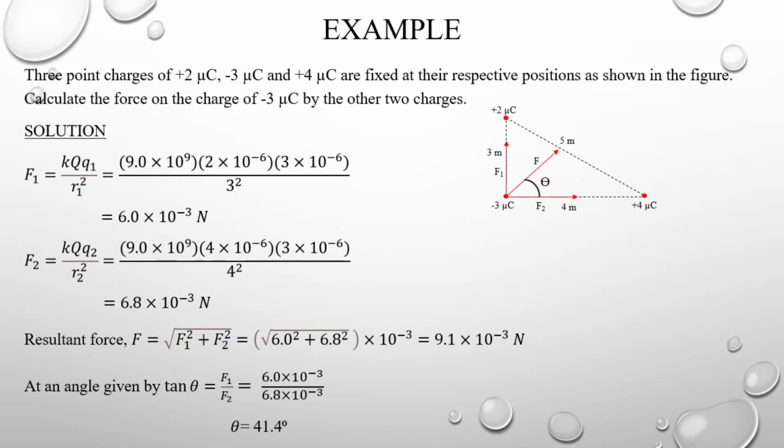To find the resultant force, we need to make use of the Pythagoras theorem by squaring both and adding them together and taking the square root of the sum. We can get the resultant force is 9.1 times 10 to the power of negative 3 newton. And the angle can be found by the trigonometry method. Tangent theta equals F1, which is the y component, over F2, which is the x component. And then we can get theta is equal to 41.4 degrees.